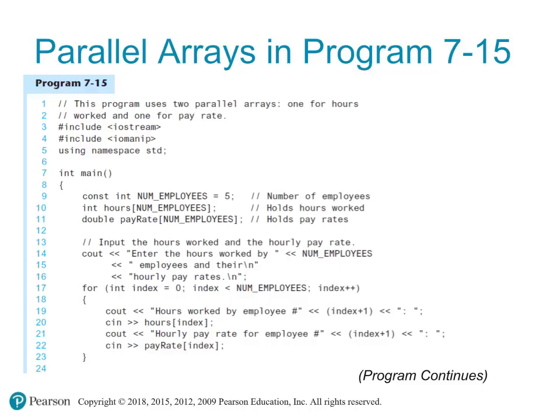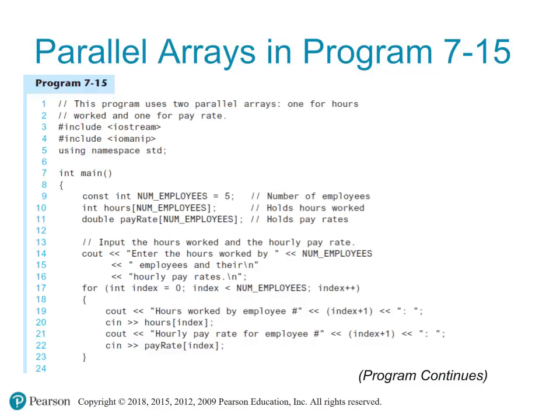So this is a program, and first we include iostream and iomanip header files for standard input-output and formatting. We declare a constant integer NUM_EMPLOYEES set to 5 to determine the size of our arrays. 2 arrays are then declared: hours to store the hours worked by each of the 5 employees, and payRate to store their respective hourly rates.